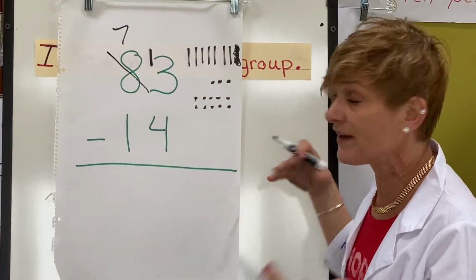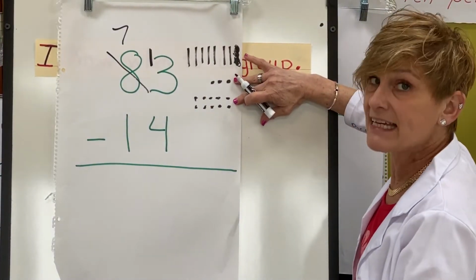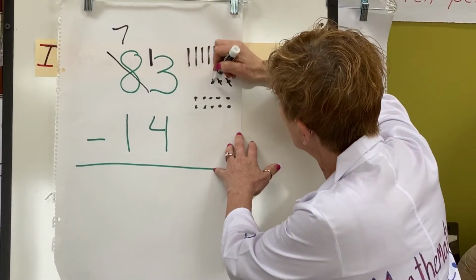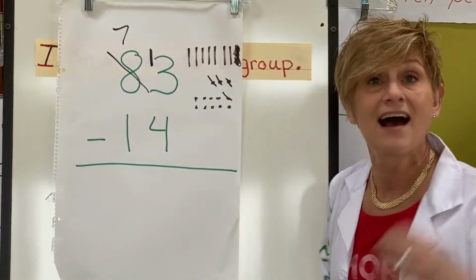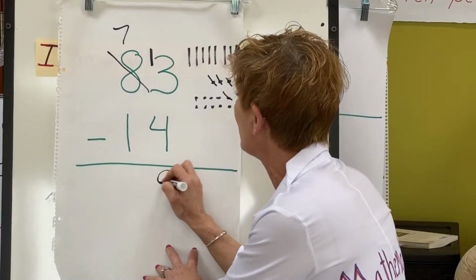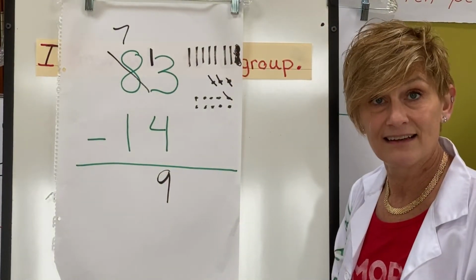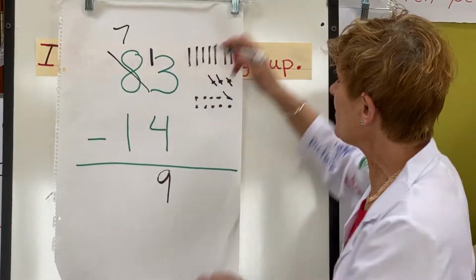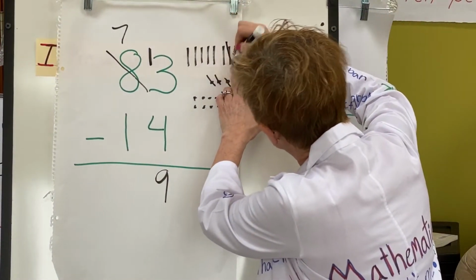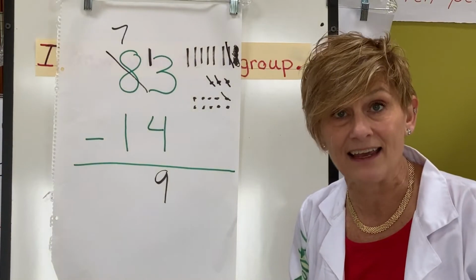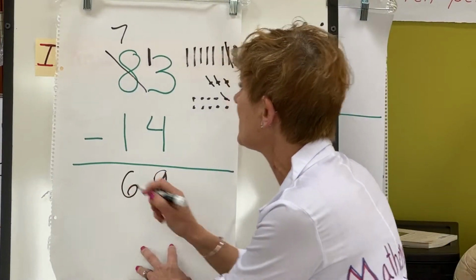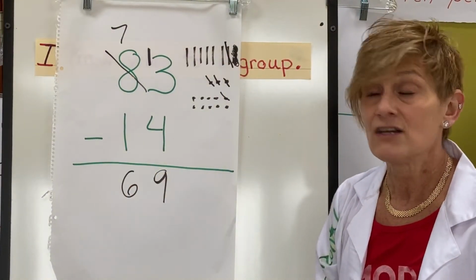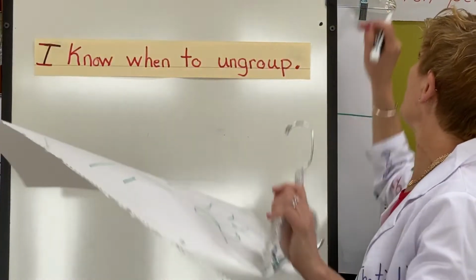Now I can solve it. 13, I can take 4 away. 1, 2, 3, 4. I'm left with 9. And if I had 7 tens and I just took one of them away, I'm left with 6 tens. So friends, let's look at this one.